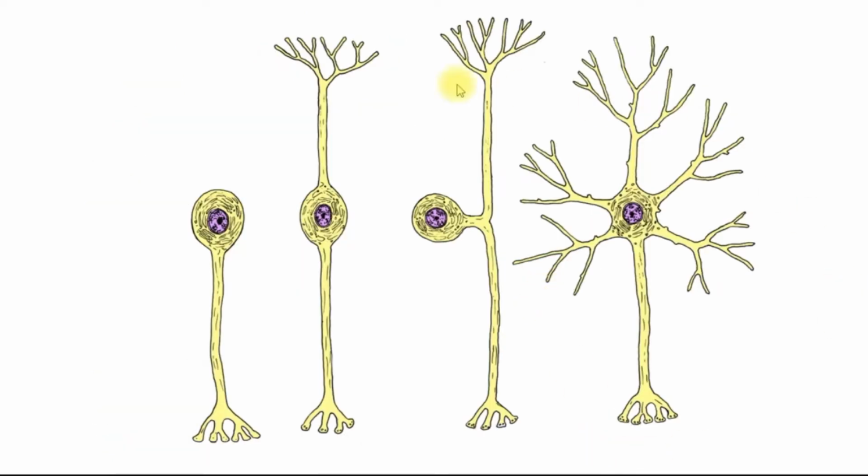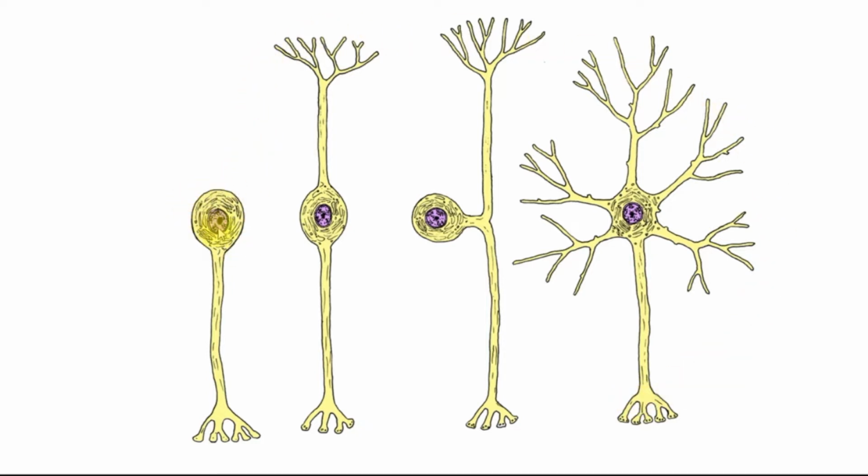And here we can see different neurons, in this morphological classification of neurons. Neurons have different numbers of processes. Here we can see perikaryons, the cell bodies which contain the nucleus, and each cell has one axon. This cell has one axon, this cell also has an axon, this cell has an axon, and this cell also has an axon. But let's look at the number of dendrites.